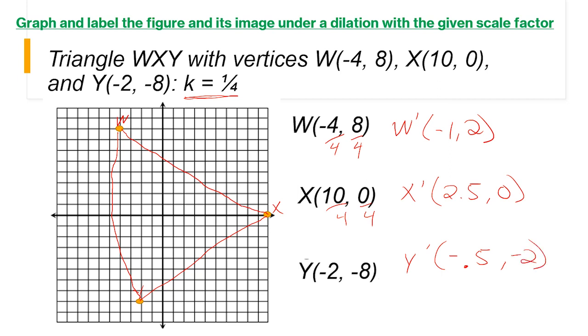So I'm just going to plot these points here. My first ordered pair I'm going to plot is -1, 2. So back to -1, up 2. That is my W prime. 2.5, 0 would be right here. And that is my X prime. And -0.5, -2. So back to -0.5, and then down to -2. That's going to be Y prime. And connecting my points here.